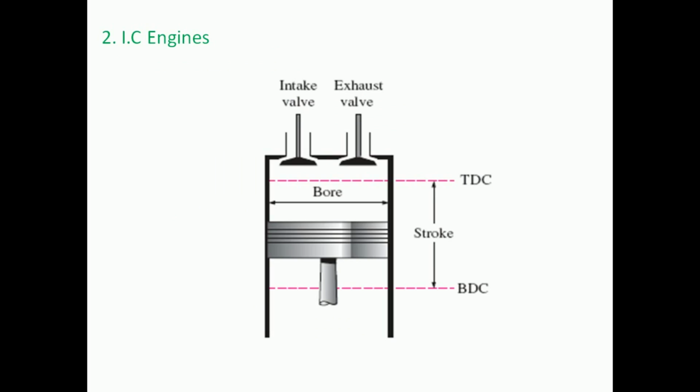The next application is IC engines. In the internal combustion engine, the chemical energy contained in the fuel is converted into heat energy while burning inside the combustion chamber of the cylinder. That heat energy forces the piston to move, thereby heat energy is converted into mechanical energy, where the conversion from one form to another form is taking place.